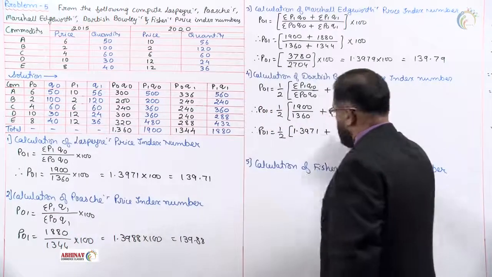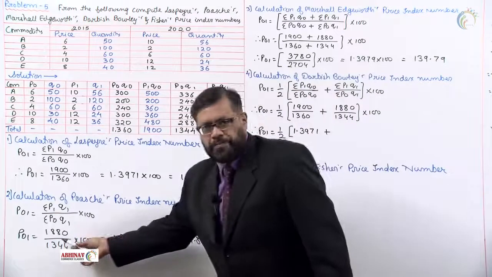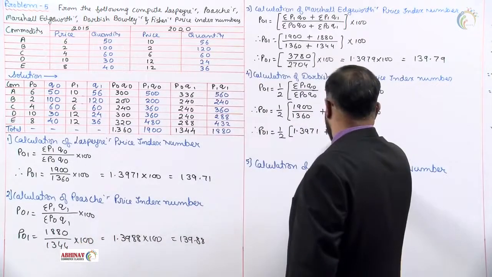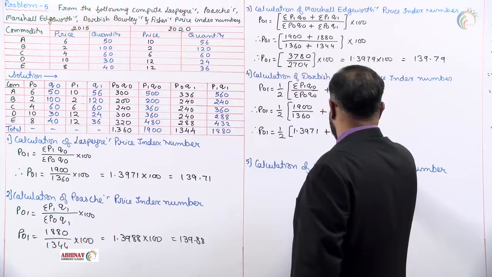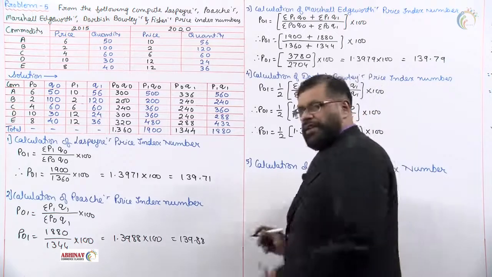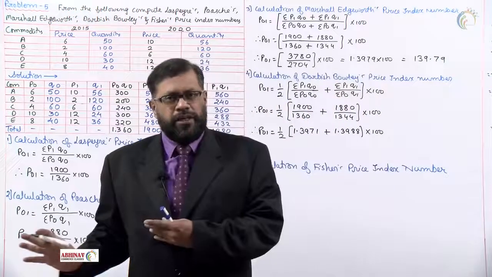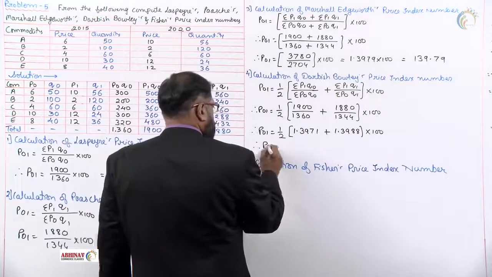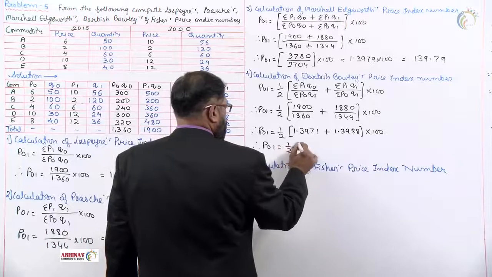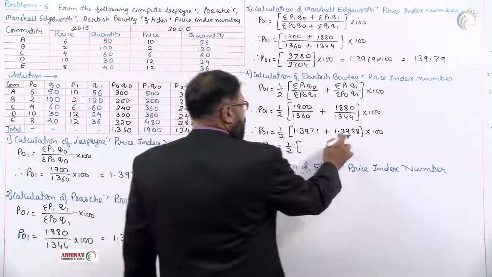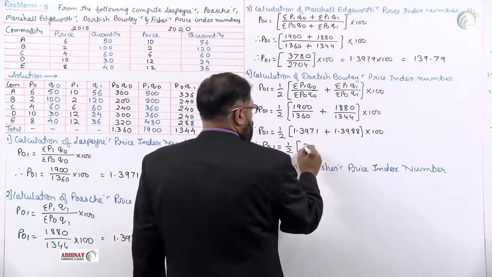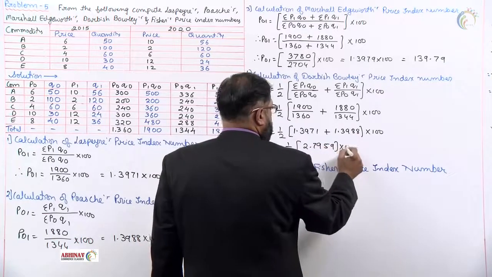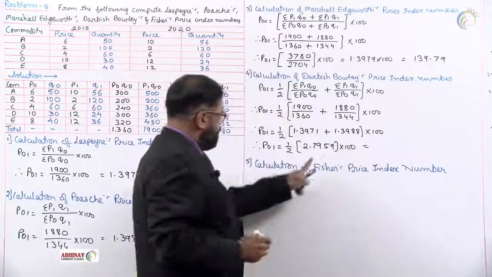What is the answer? 1.3971 plus. This division is done in Paasche. Before multiplying by 100, what is the answer? 1.3988 into 100. So every time the calculator is not to be used. Already we have the answers. Now we have to add it. P01 is equal to half of the addition of this, which comes to 2.7959 into 100.